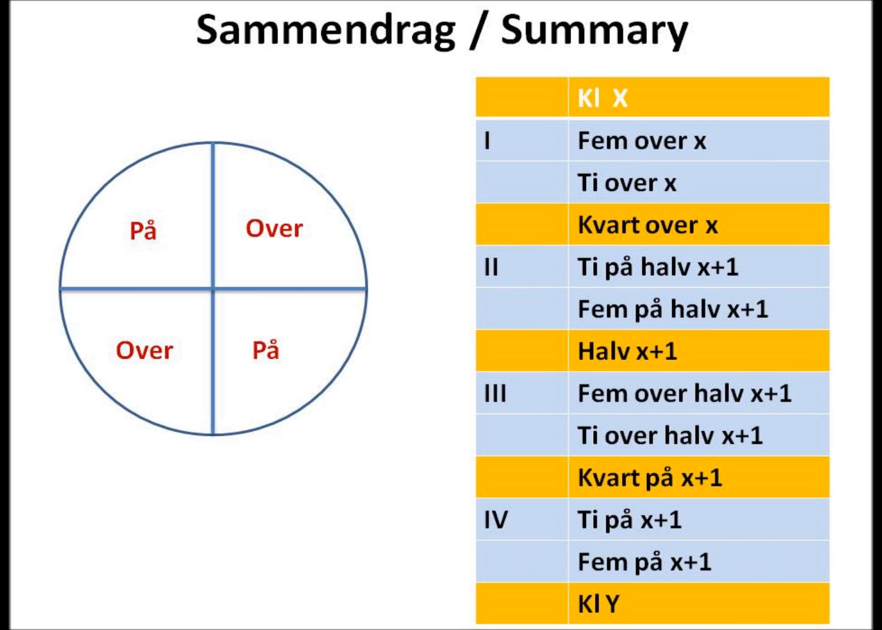Let us summarize. Sammendrag. The first and the third quarter are written with the word over, and for the second and fourth quarter, the word på is used. So if the time is x, we can say 5 over x, ti over x, kvart over x. And then it is always x plus 1. Ti på halv x plus 1, and so on.